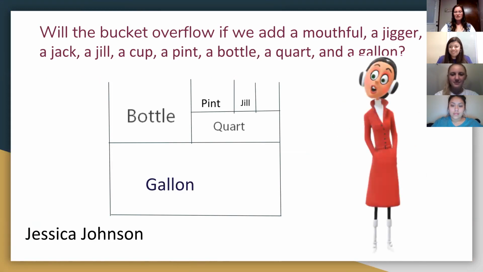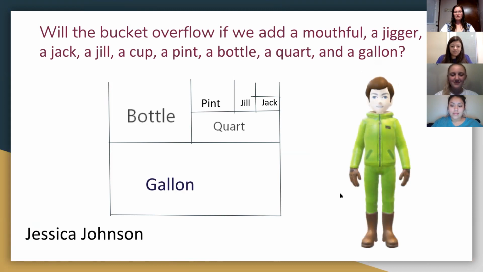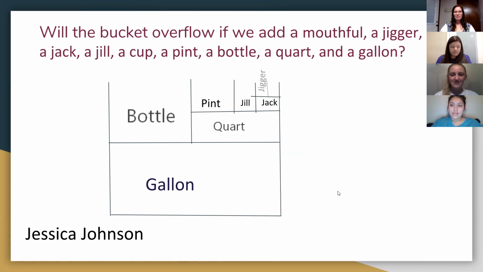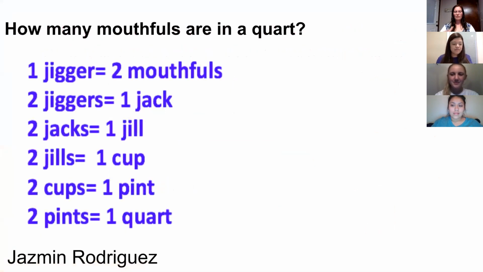Jasmine, can you guess what's going to happen next? Jessica, I think a jack will take up half of the space that was left. You nailed it. That's right. And a jigger takes up half of what's left over. And then a mouthful will take half of what's left over. And guess what? We have room for one more mouthful, and our bucket never overflowed.